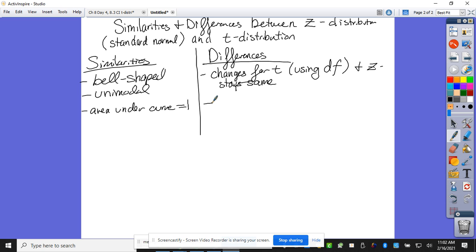What else can you tell me is different? Where, like physically, is Z different than T? That's the middle one, and the side. Okay, so in the middle, tell me the differences. T will be below. T is below C. And then where else? Yeah, it's above C in the tails.